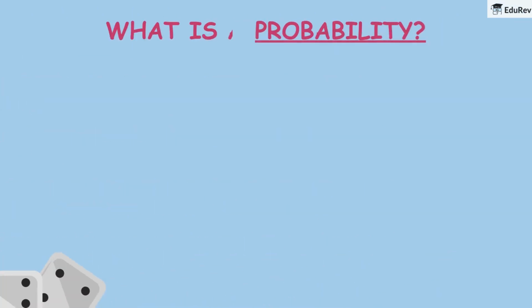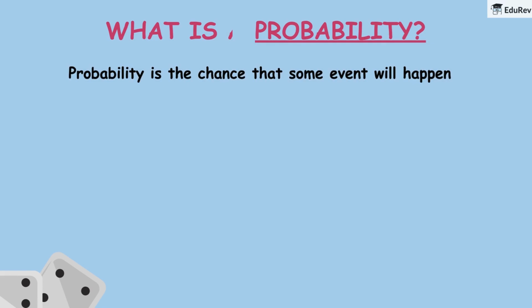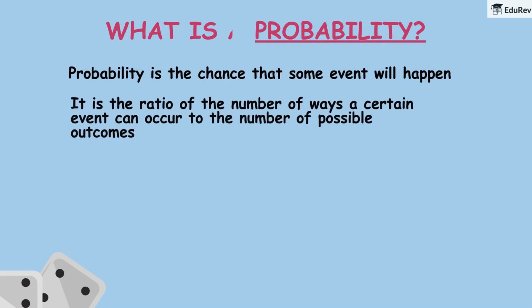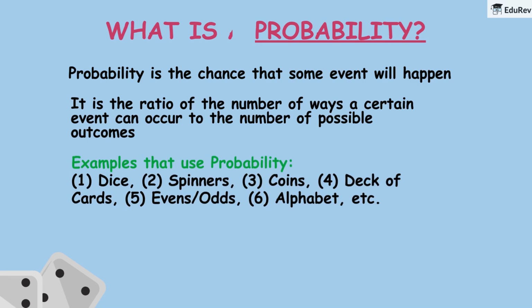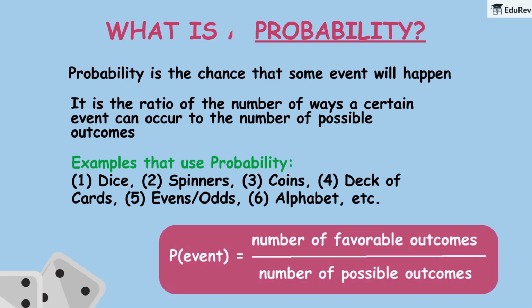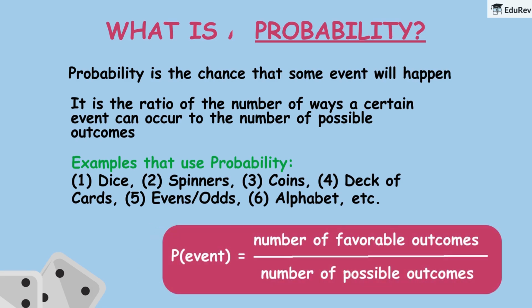Now, let's dive deeper into what probability actually is. Probability is the chance that some event will happen. It is the ratio of the number of ways a certain event can occur to the number of possible outcomes. Some examples that use probability include dice, spinners, coins, deck of cards, evens or odds, and alphabet. The formula for probability is P of event is equal to the number of favorable outcomes divided by the number of possible outcomes.